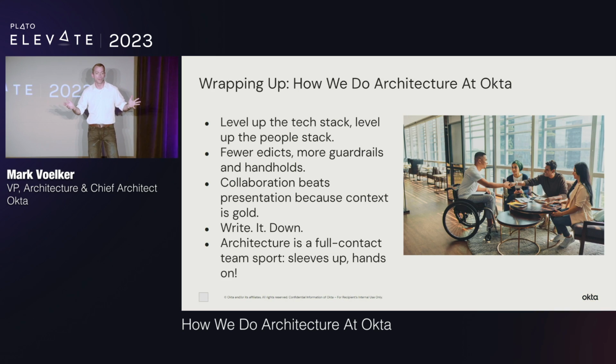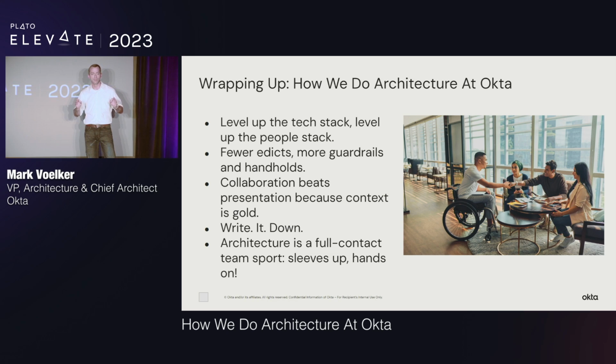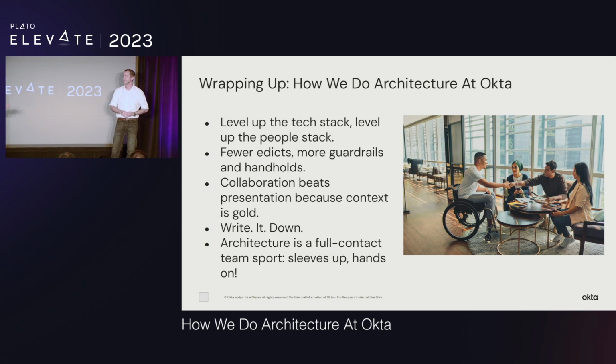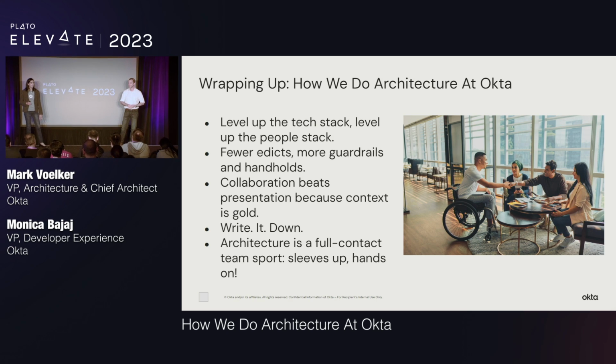So summing it all up, how do we do architecture at Okta? First and most important is level up the tech stack, level up the people stack. We consider the human beings an integral part of the system that we are building, and that is super important to us. Not only the ones that are there today, but also the ones that are building and operating it yesterday, today, and tomorrow. And we do architecture very collaboratively with a focus on providing handholds and guardrails, rather than making very hard and fast rules.